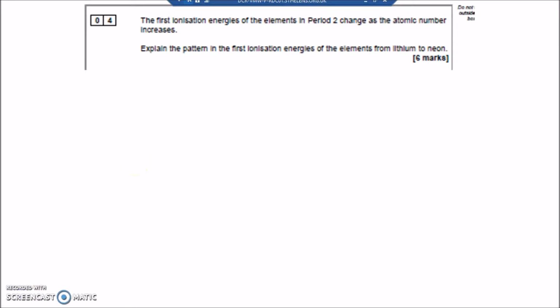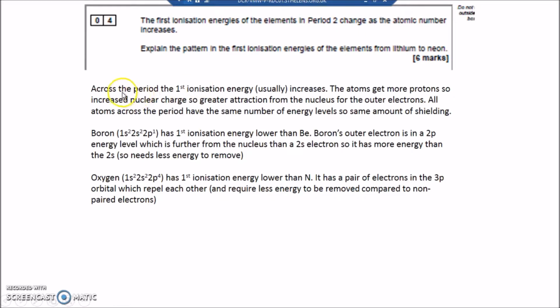Question 4. The first ionization energies of the elements in period 2 change as the atomic number increases. Explain the pattern in the first ionization energies as you go across period 2 from left to right, from lithium across to neon. So first of all, you've got to say, as you go left to right, the first ionization energy usually increases. And this is because the atoms get more protons as you go across, and therefore you get an increased nuclear charge.